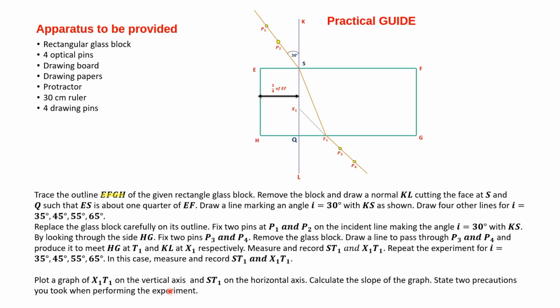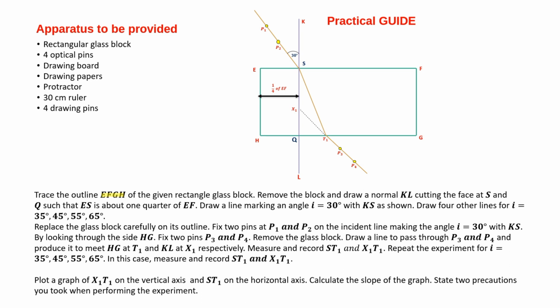A normal is a straight perpendicular line, KL, cutting the face at S and Q. So it's cutting the faces of the outline at points S and Q as indicated in the diagram, such that ES is about 1/4 of EF. Draw a line making an angle of incidence 30 degrees with KS. The angle of incidence is usually made with the vertical, as shown. Draw 4 other lines of angle of incidence 35, 45, 55, and 65 degrees respectively.